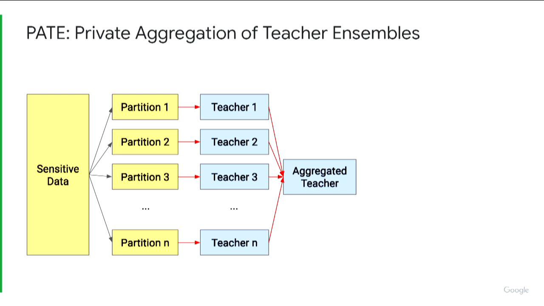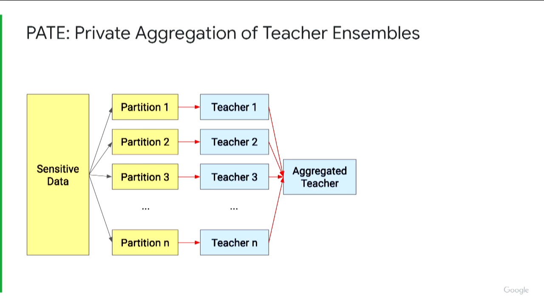And so the idea is that we start with the sensitive training set on the left, and we're going to partition it into n subsets of data. The only requirement is that one individual training record should only be included in one of the subsets of data. So these are real partitions.